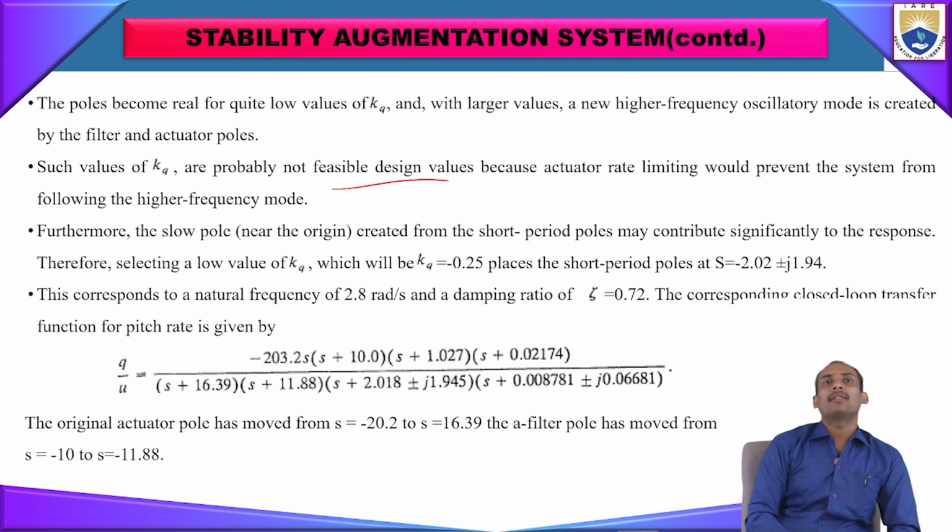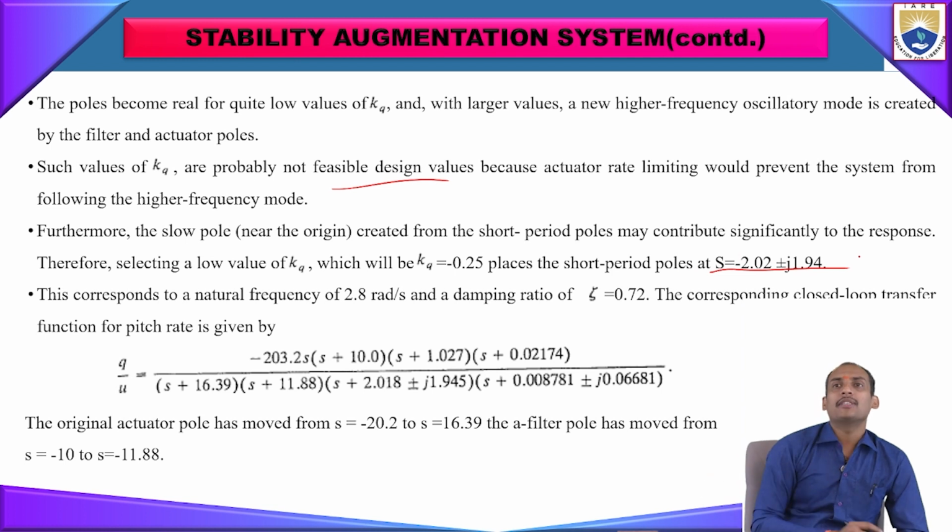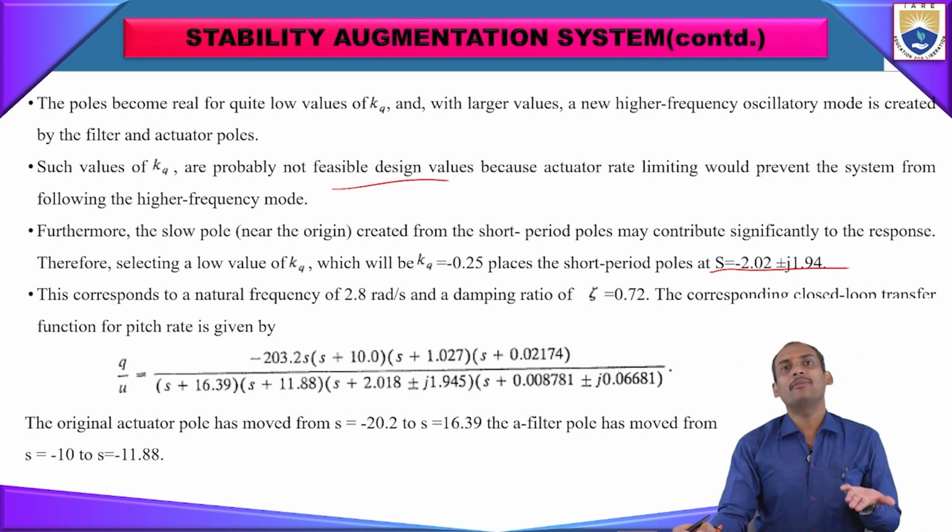Furthermore, the slow pole created from the short period pole may contribute significantly to the frequency response. Therefore, selecting a value for KQ of 0.25 places the short period poles such that the s value gives you minus 2.02 plus or minus j1.94. So that means we are getting imaginary values. How do we get these imaginary values?